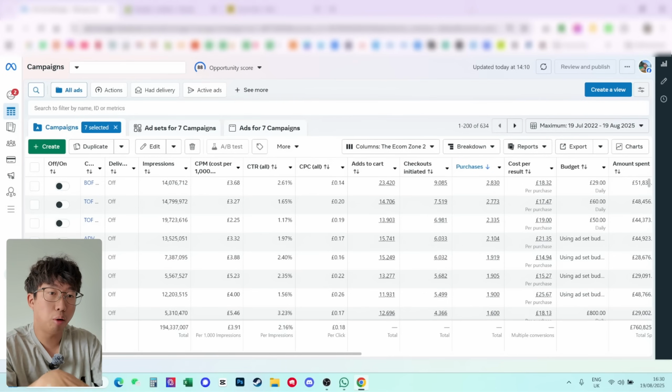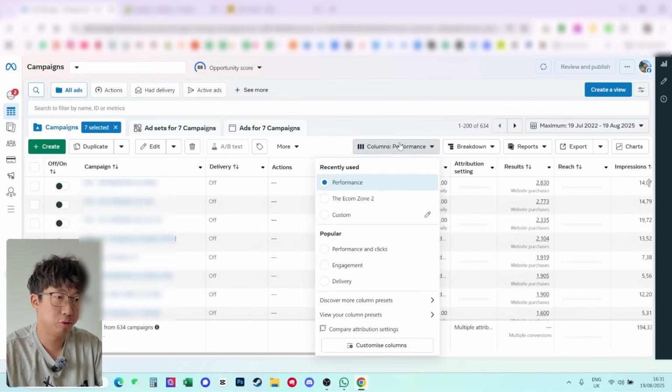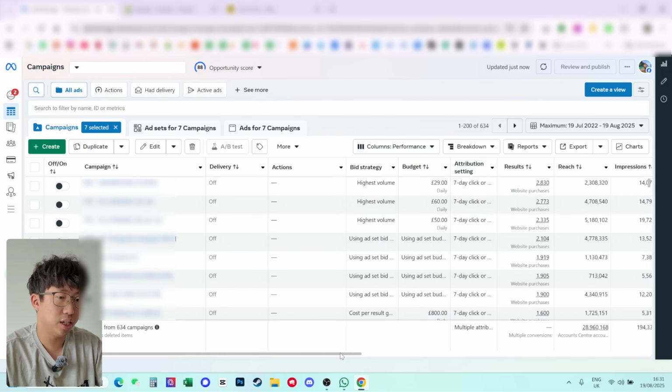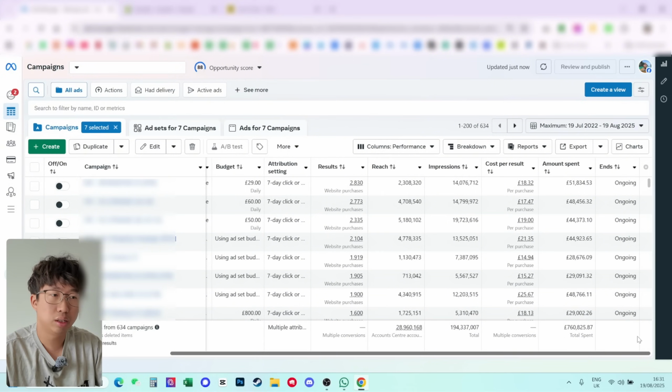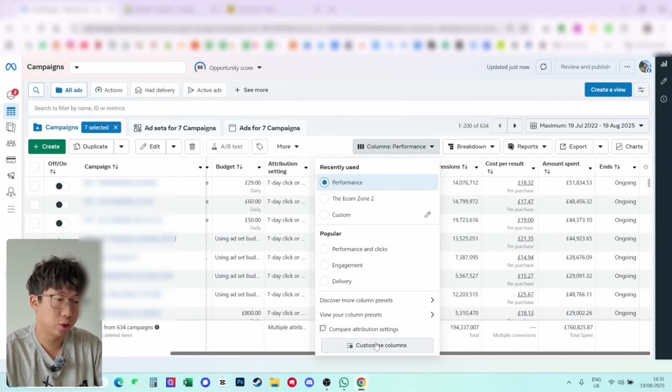Now, when it comes to optimizing your ads and understanding your ads, first is your columns. A lot of you guys are probably just defaulting with the performance column here. So it just has like bid strategy, budget, attribution settings, results. This is irrelevant to us. You really don't need them when you're starting out. What you want to do is customize your own columns down here. So you create your own custom columns.